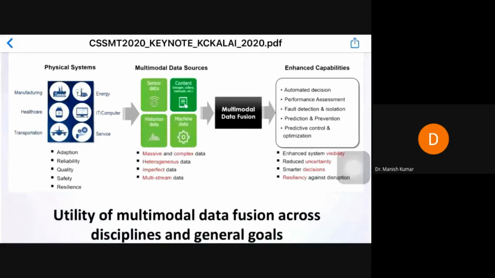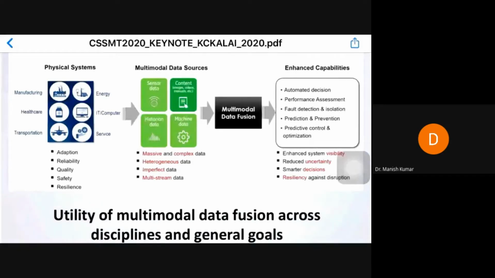And the most important thing is the additional machine data. For example, now we have the X-ray machine, we have the CT machine, we have the MR machine. How is this data going to come in? When all these data come into a single data source, we have massive and complex data, heterogeneous data, imperfect data and multi-stream data. So how can I make these different data talk together? This is where multimodal data fusion is going to come in to do the action.